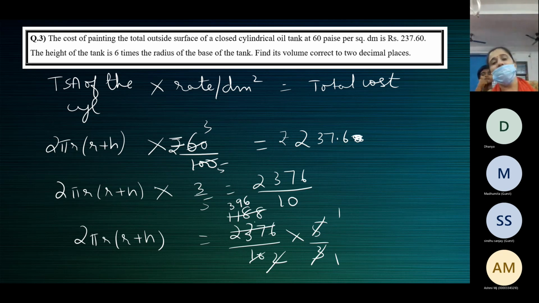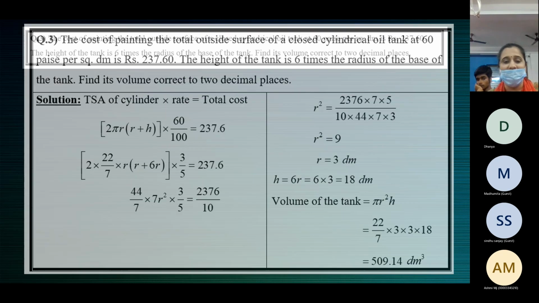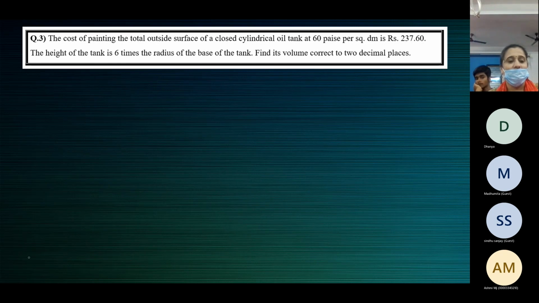So see, the total surface area we found out: 2 pi r into (r plus h) is 396 decimeter square. So we found the TSA, 396. Luckily, I've done this. All right. Now, what did you find? 2 pi r into (r plus h) is equal to 396.